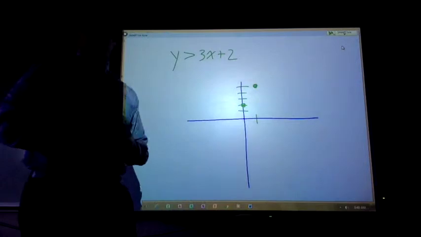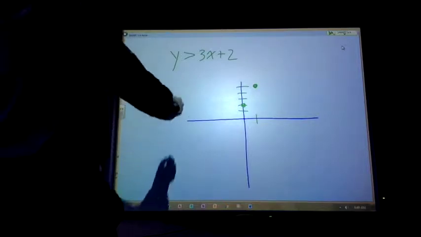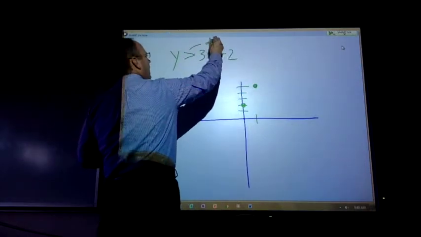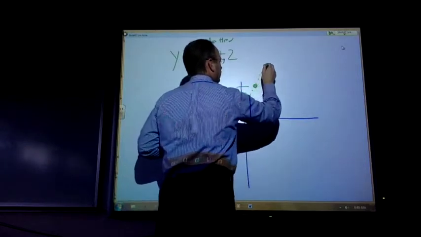Okay? Now Sophia, is it solid or dotted? Why? Yeah, good. So it's a dotted line. This means it has to be dotted because we don't have an equal to. So it's a dotted line like this.